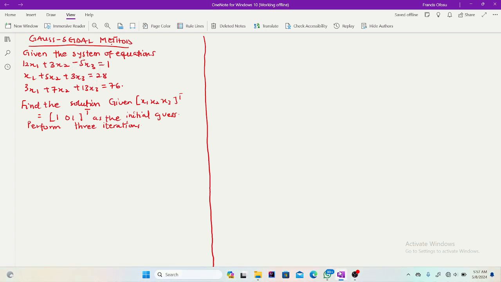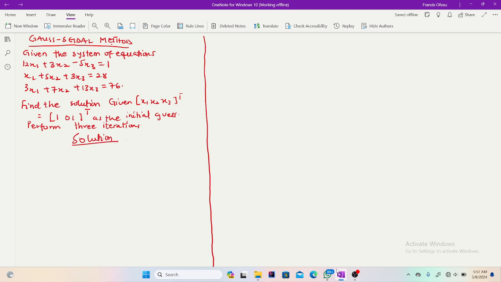So given the systems of equations here, 12x1 plus 3x2 minus 5x3 equals 1, x1 plus 5x2 plus 3x3 equals 28, 3x1 plus 7x2 plus 13x3 equals 76. Find the solution given that (x1, x2, x3) equals (0, 1, 0) as the initial case. So you have to perform 3 iterations, okay? So let's see.